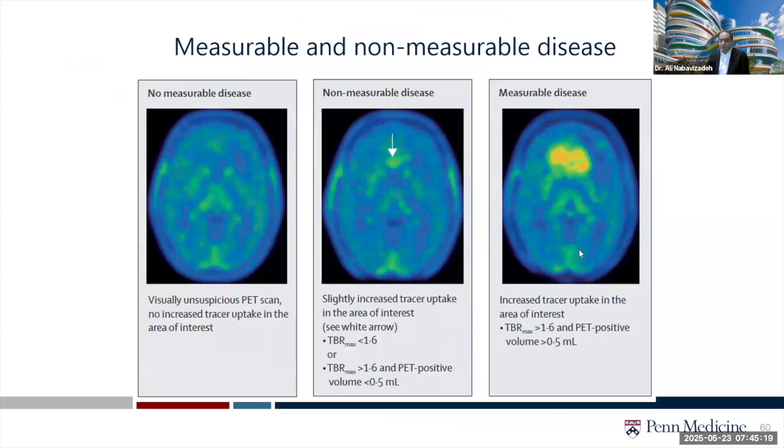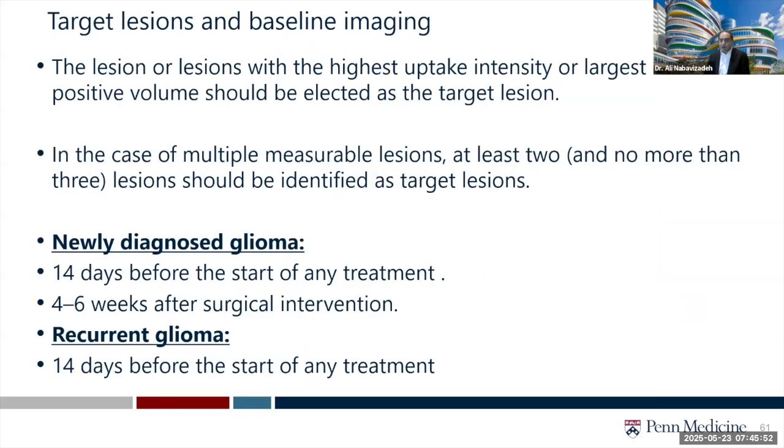And for definition of measurable and non-measurable disease, if we don't see any uptake, then there is no measurable disease. If we see some uptake, but the uptake is either less than 1.6 times contralateral normal brain, or the uptake is less than half a cc, then that would be considered non-measurable disease. And if the uptake is both more than 1.6 times contralateral brain and more than half a cc, then that would be considered measurable disease. In terms of target lesions and baseline imaging, the lesions with the highest uptake and largest PET positive volume should be looked at as target lesions.